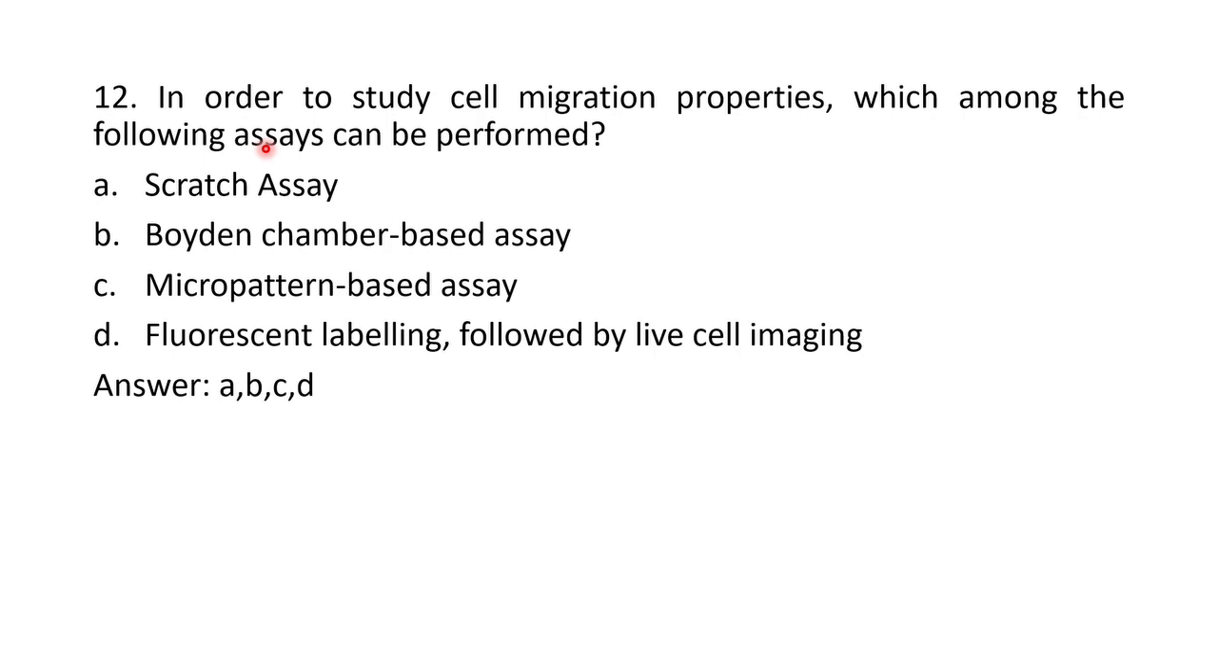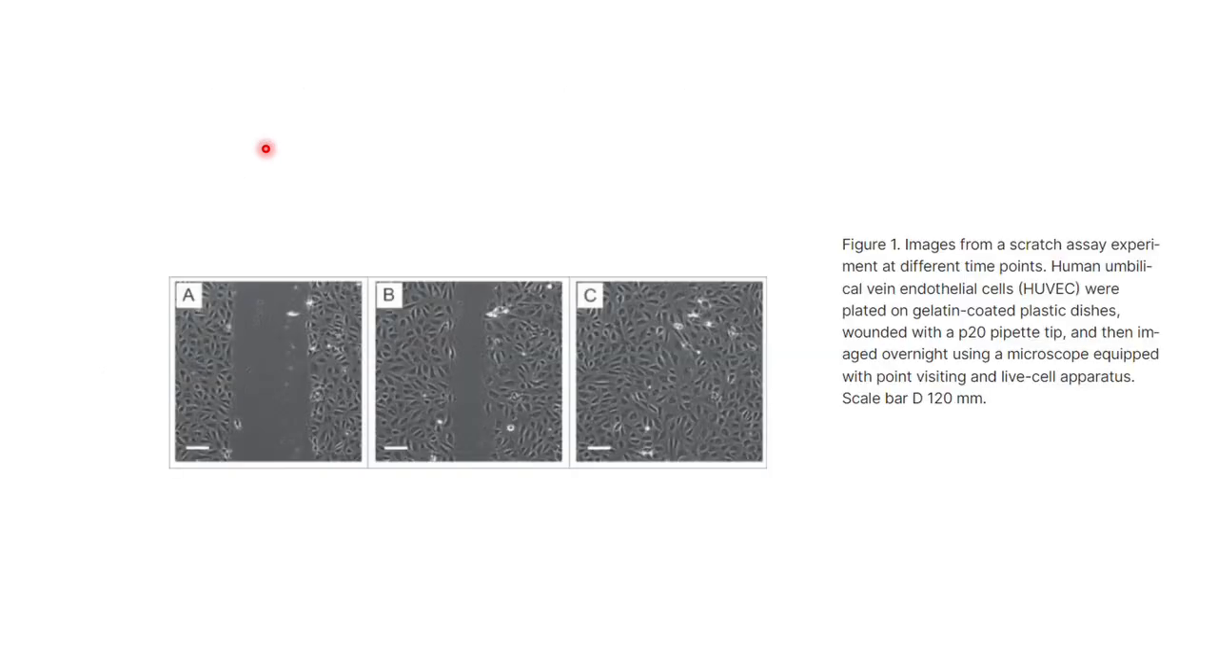So first is the scratch assay, or the scratch wound assay, as we call it. What we do is we take the well plates, that is the 6 well plate that we have for tissue culture. We seed the cells on the well plates, and once the cells are confluent, that is, once they adhere to the well plate and form an even mat, we perform an artificial scratch on the surface of the well plate using a pipette tip.